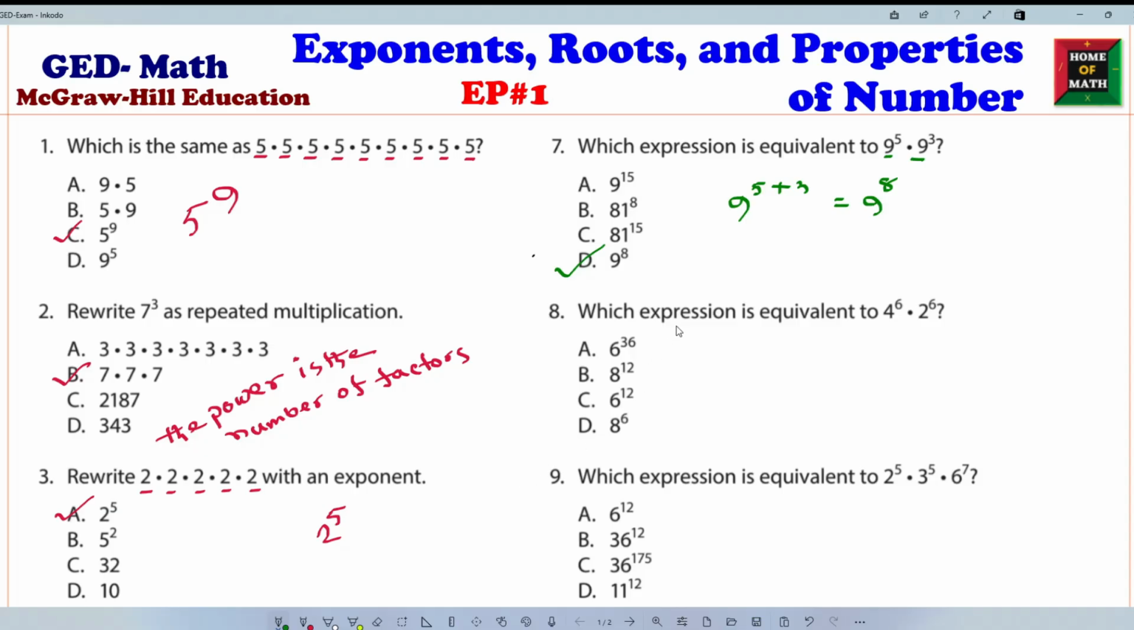Okay. Next, which expression is equivalent to 4 to the power 6 times 2 to the power 6? So what is our answer? Look, here the power is the same. We know a to the power b and c to the power b, we can write a times c to the power b, because the powers are the same. So here it is also the same thing, 4 times 2 to the power 6. It means 8 to the power 6. Our answer is 8 to the power 6.